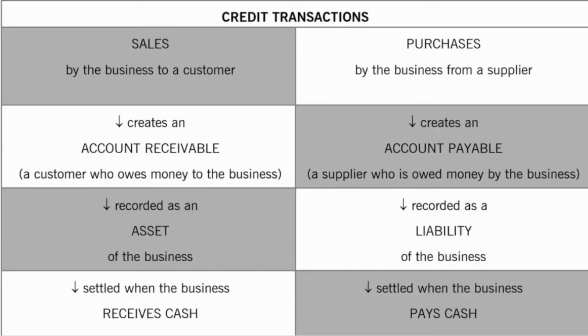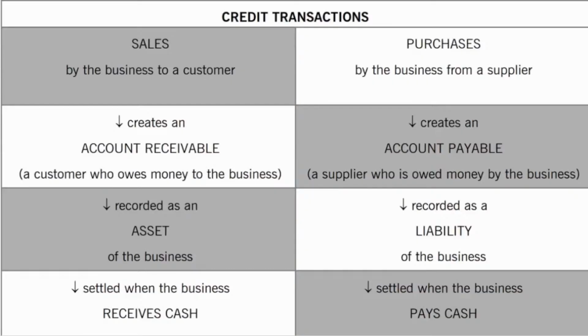Credit transactions. What's the big picture? This chart explains two common types of transactions that happen when a business deals with credit. 1. Sales on credit, which lead to accounts receivable. 2. Purchases on credit, which lead to accounts payable. These are opposites, but they're two sides of the same coin. One involves money a business is waiting to receive, and the other involves money a business owes. Now let's break it down column by column.